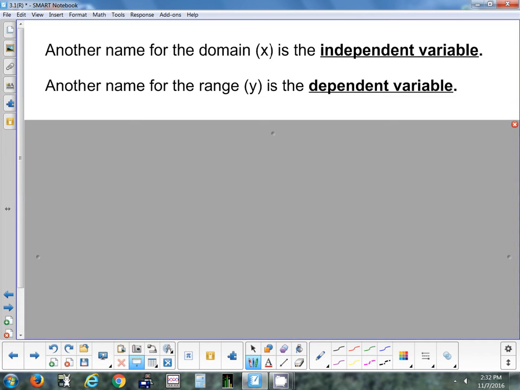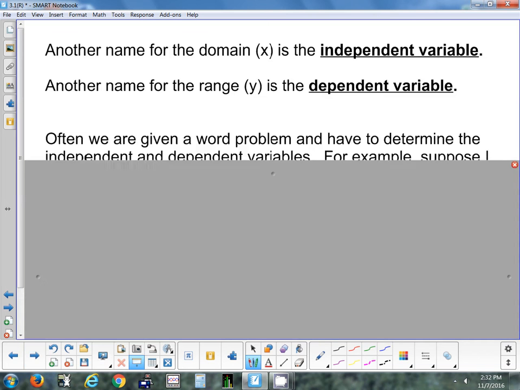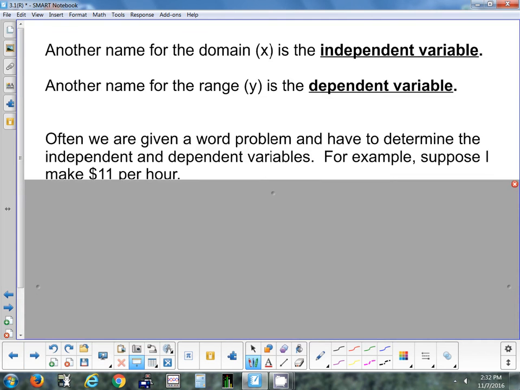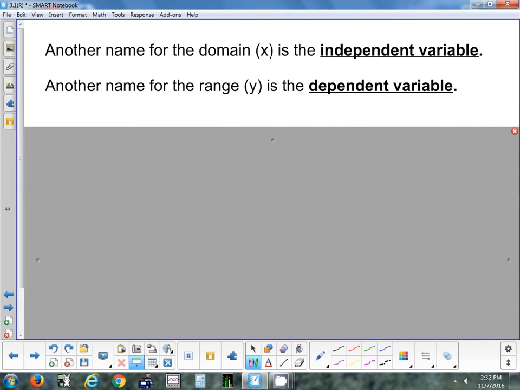Okay, and the last two names we can use are what are called independent and dependent. I think these two names make the most sense when you're doing a word problem. I'm going to show you an example of how you can read a word problem and figure out which one is which. Because when you read a word problem, they're not going to tell you which one is X and which one is Y.